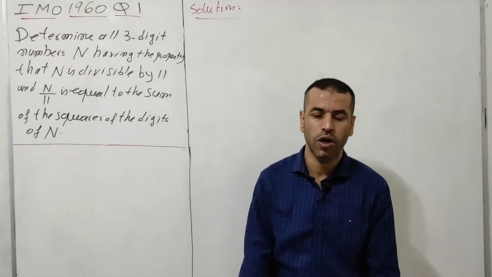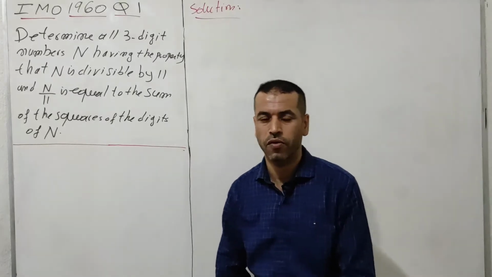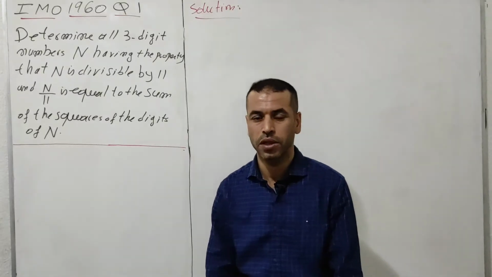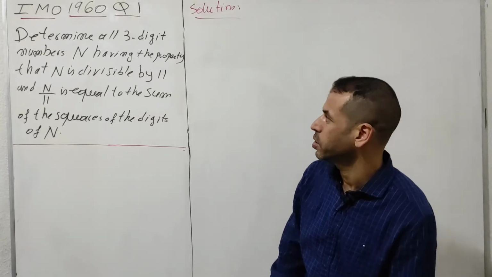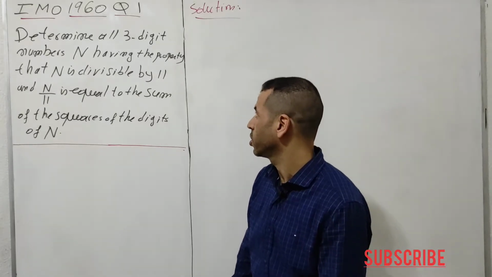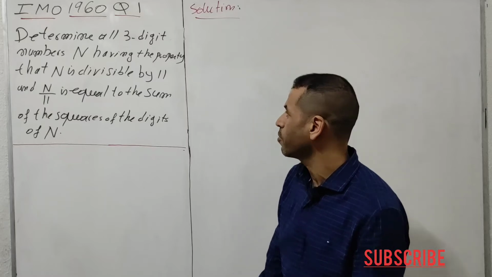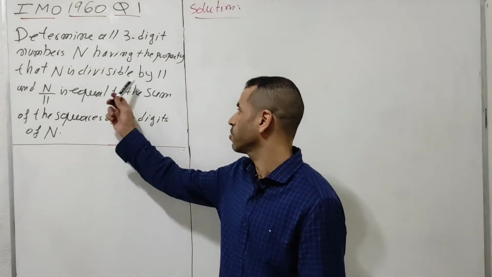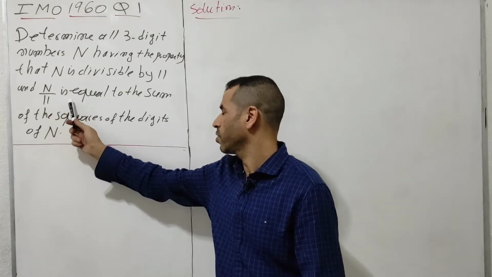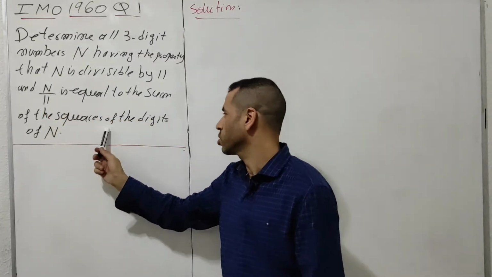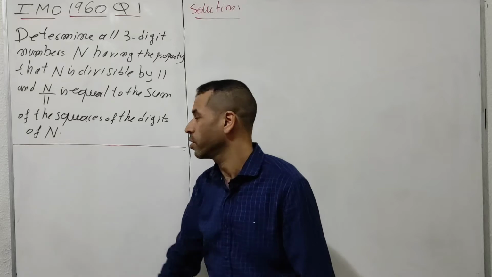Hi, in today's video I would like to introduce a very nice problem of International Mathematical Olympiad edition 1960, question number 1. Here is the following statement. Determine all 3-digit numbers n having the property that n is divisible by 11 and n over 11 is equal to the sum of the squares of the digits of n.